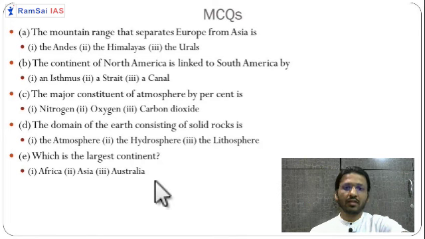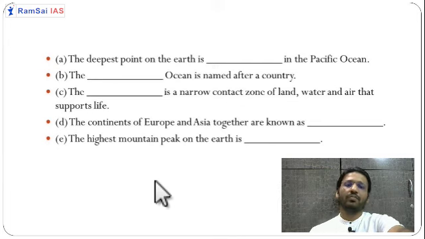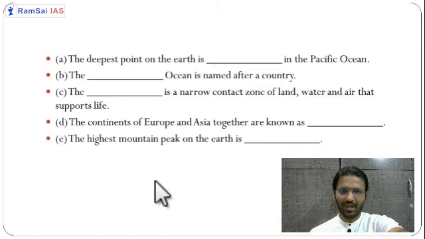Then, the domain of the earth consisting of solid rock is known as what? Next question, which is the largest continent? That also we have seen. Very, very simple. Then again you have fill in the blanks, you can consider them as MCQs. So here, what is the name of the deepest point of the earth? Then dash dash ocean is named after a country, very simple. Then dash dash is a narrow contact zone of land, water and air which supports life. That also we have seen on the previous slide.